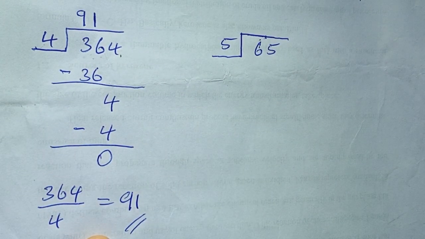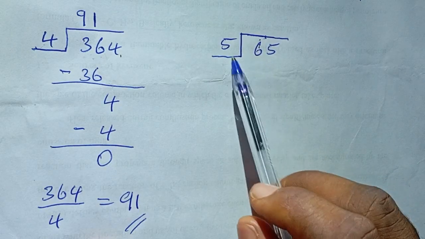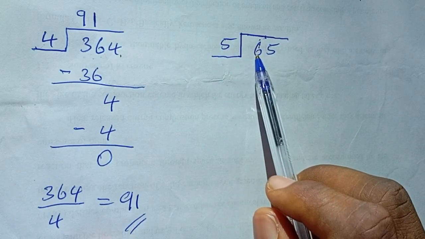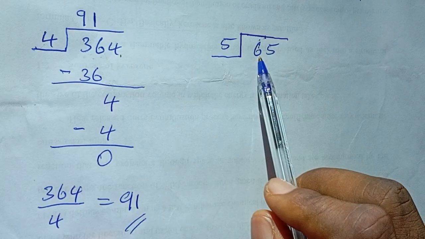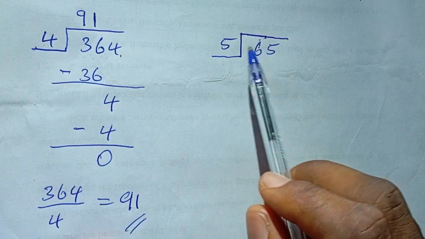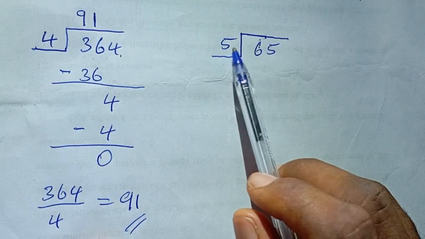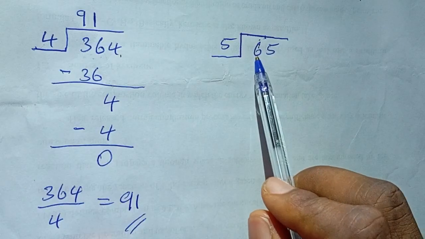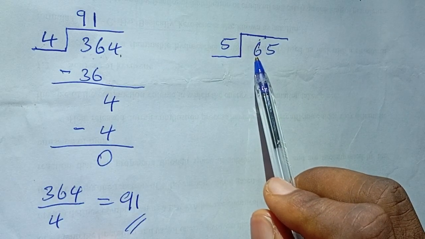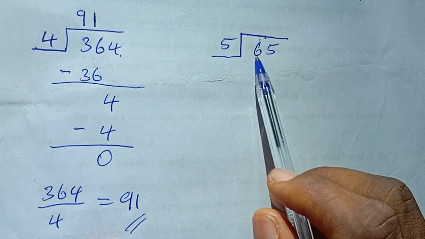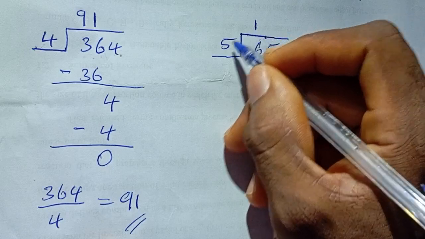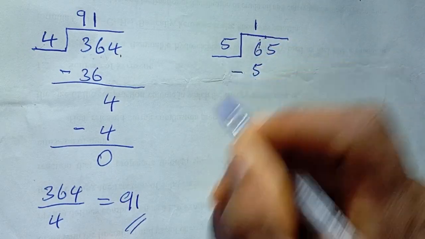What about 65 divided by 5? Yes, so since 6 is bigger than 5 and 5 cannot divide 6, we look for the smaller number that is closer to 6 but is a multiple of 5. We look for a multiple of 5 that is smaller than 6 but very close to 6. That is 5 itself. Now 5 divided by 5 is 1. You write 1. 1 times 5 is 5. Now we subtract.